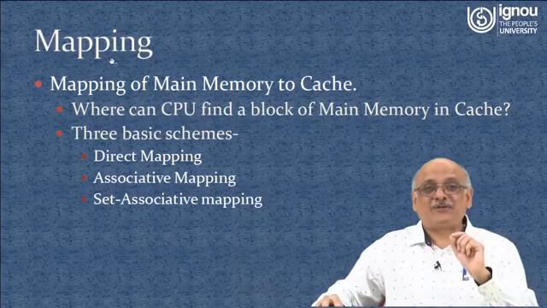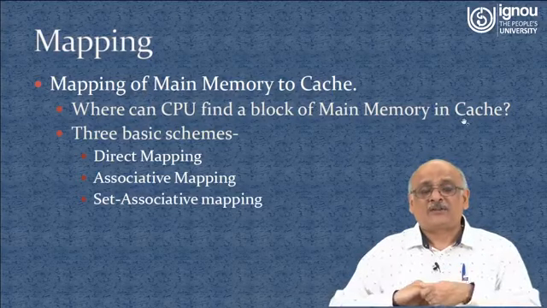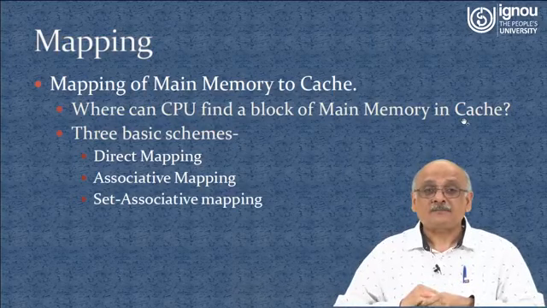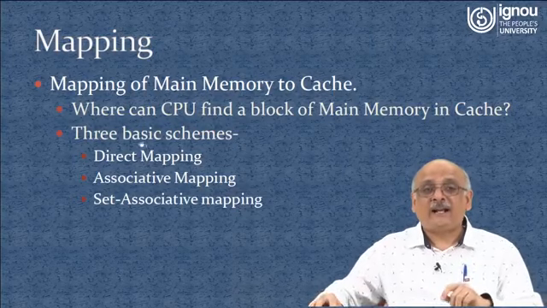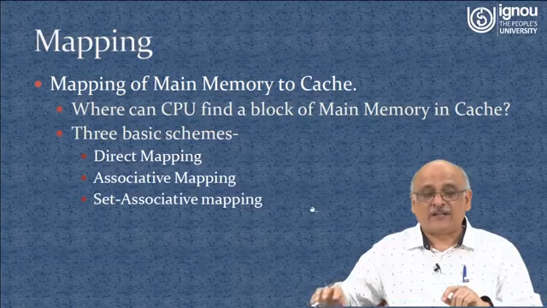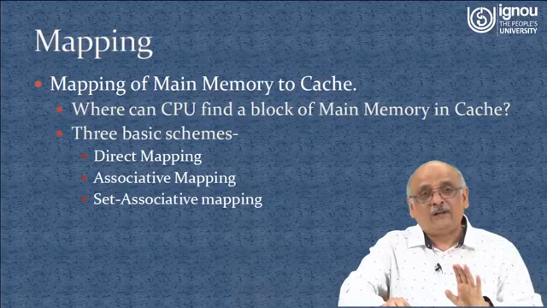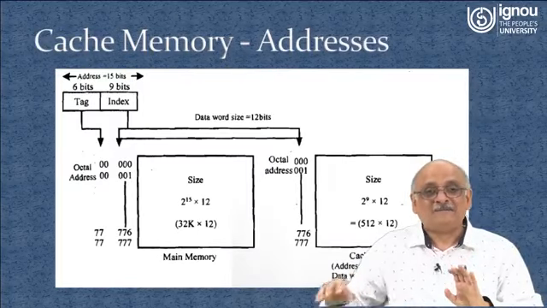Now the next thing which you need to remember is the mapping. So, mapping of main memory to cache. Where can the CPU find a block of main memory in cache? This is a big question, and there are schemes for it. The 3 basic schemes are called direct mapping, associative mapping, and set associative mapping. All 3 have been discussed in your block, and let's discuss them with the help of a few examples, not one.